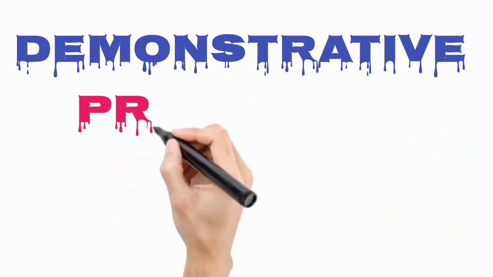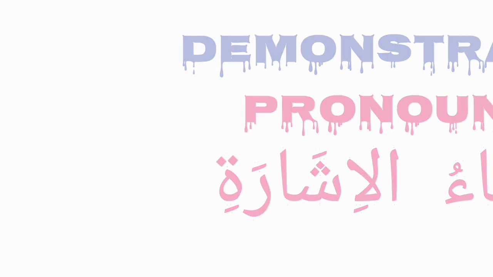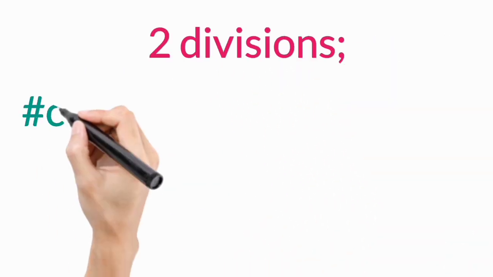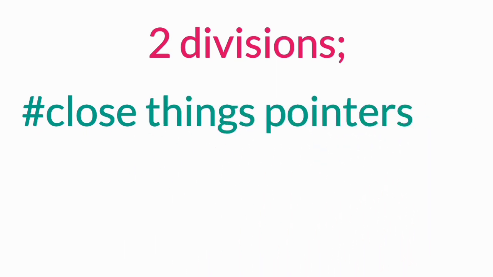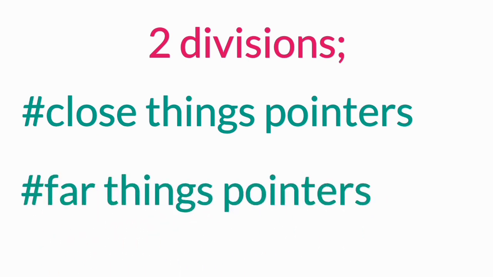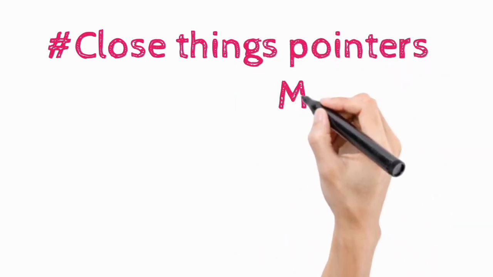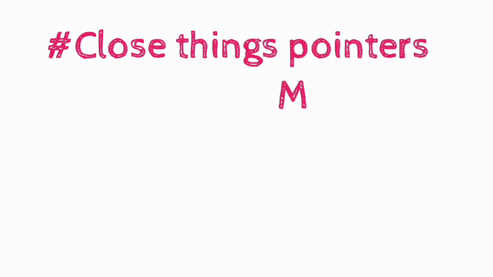Today we'll be looking into the demonstrative pronouns that we have in Arabic, and they are referred to as Asma'ul Isharati. Asma'ul Isharati are pronouns that are used in pointing out things in Arabic, and they are of two divisions: the close things pointers, which are used in pointing out things that are very close to us, and the far things pointers, which are used in pointing out things that are far from us or in far proximity. For the close things pointers, they are of two aspects. We have the masculine and the feminine.